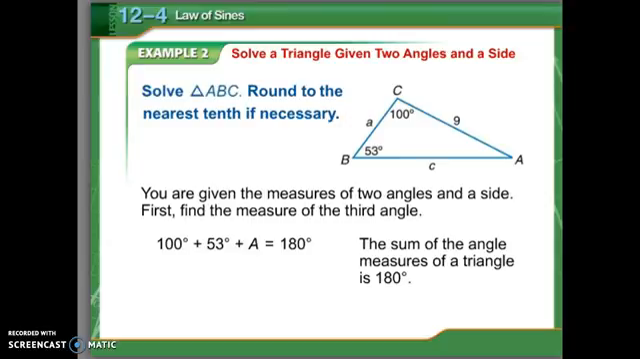So the first thing we're going to do is find the missing third angle, which should be pretty obvious because you know that the angles of a triangle always add up to 180. And since you're given two of them, you can just subtract the sum of those two from 180 and you'll get that the third angle is 27 degrees.